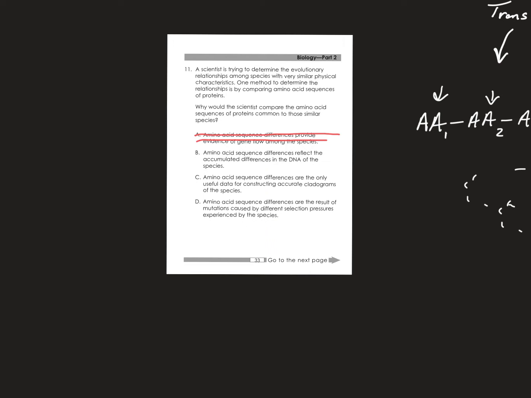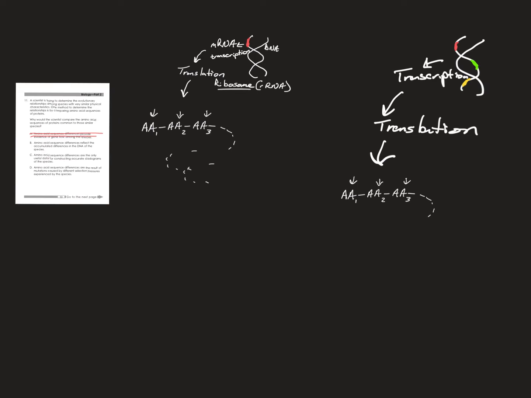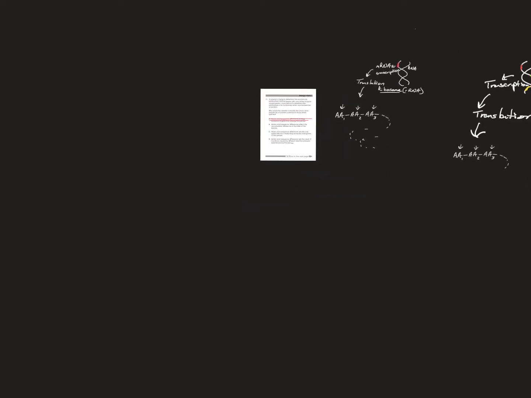Amino acid differences reflect the accumulated differences in the DNA of the species. Well, isn't that what we just talked about, right? It said that these chains of amino acids are going to be more or less different, depending on how different their DNA is. And as these two species are isolated, let's talk about that for a second, because I think it's valuable to go ahead and talk about that. And you've seen this in different videos, and different Nearpods, and in your textbook. But you have these individuals, and they're in a population.